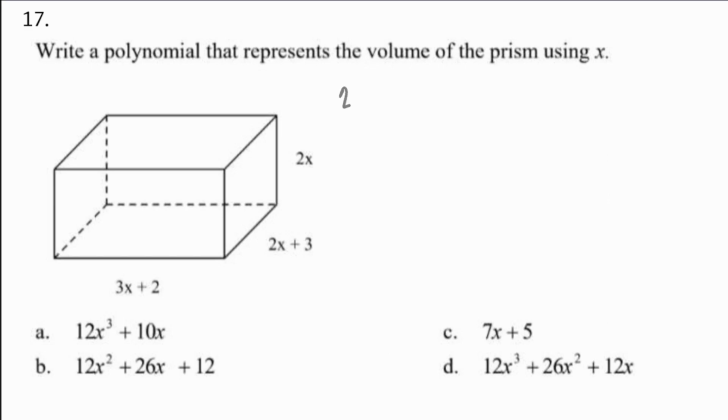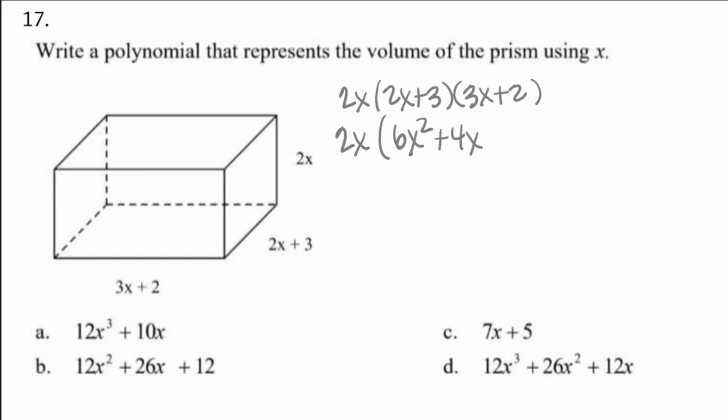So I'll multiply 2x times 2x plus 3 times 3x plus 2. You can multiply these in whatever order you like. I might just hold off on the 2x until the end and do FOIL right now. So 2x times 3x would be 6x squared. 2x times 2 is 4x. 3 times 3x would be 9x. And 3 times 2 is 6.